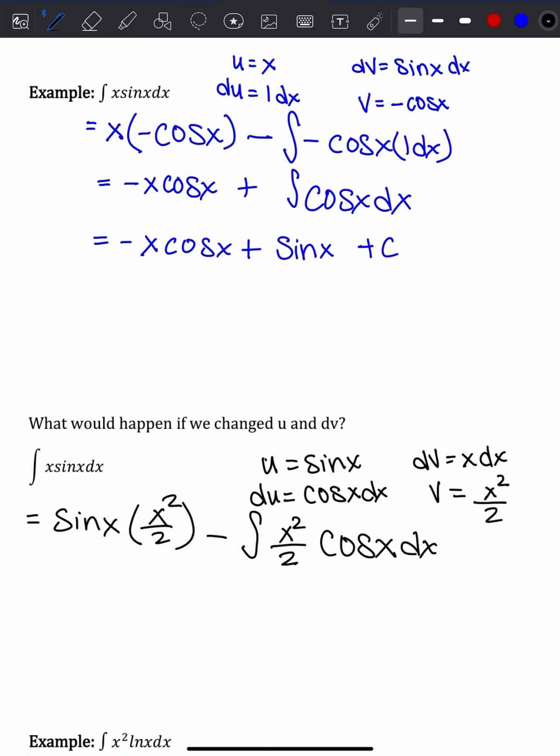So looking at what we have here, this integral, even if we take out the 1/2, we have the integral of x squared times cosine of x. This is now harder than our original problem.